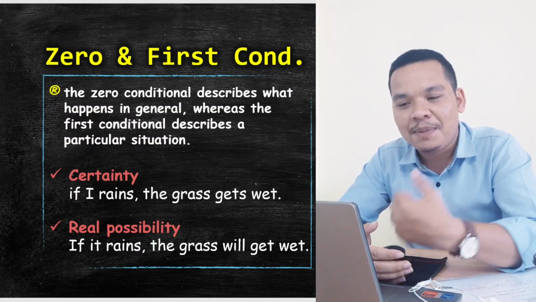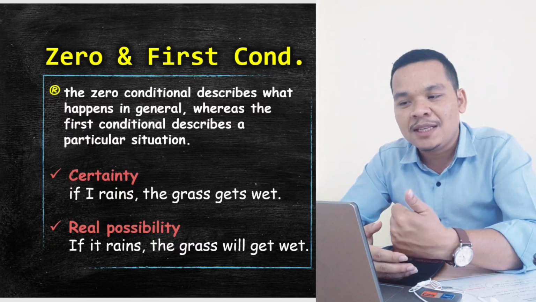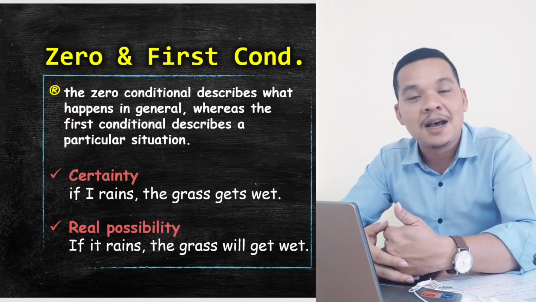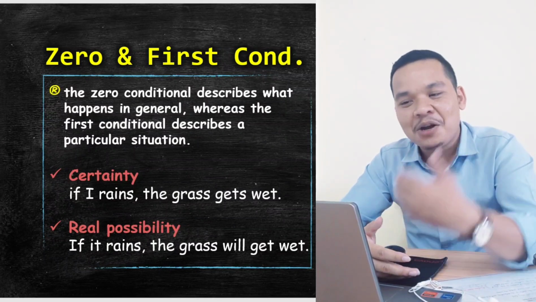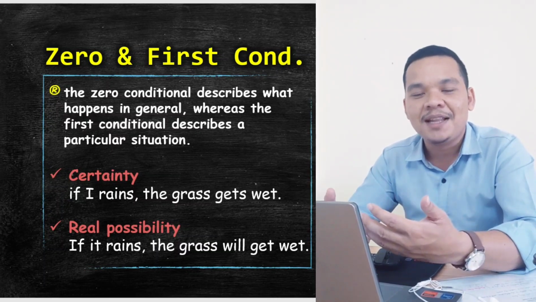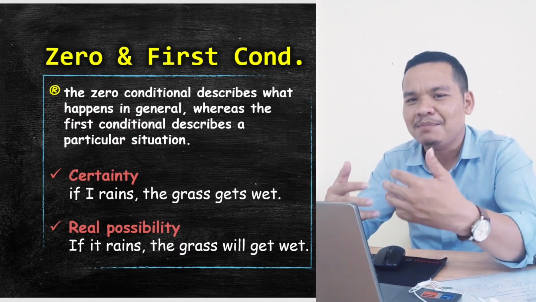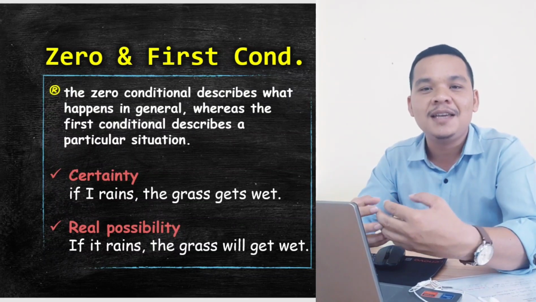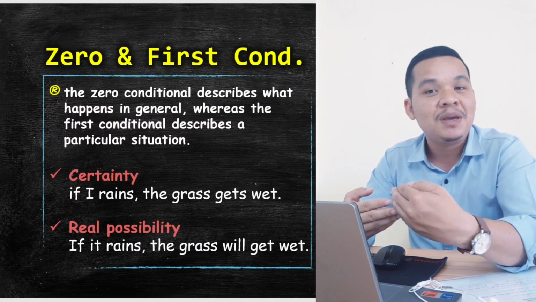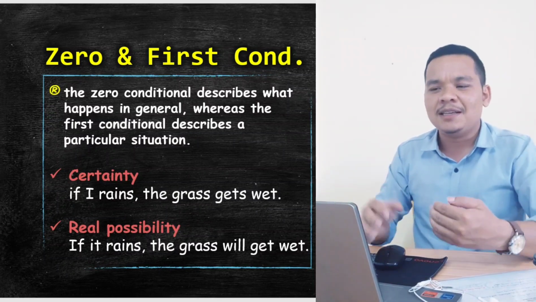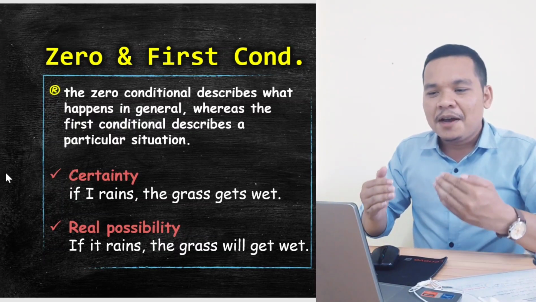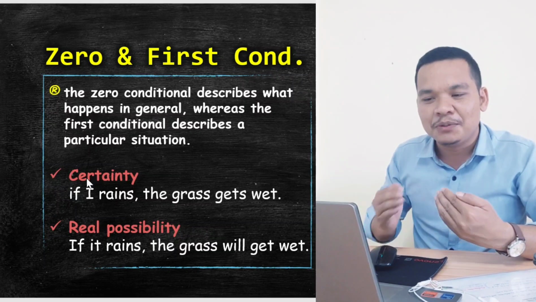Remember this: the zero conditional describes what happens in general, whereas the first conditional describes a particular situation. You get it? General and particular. You can see the example, I try my best to let you see the first.